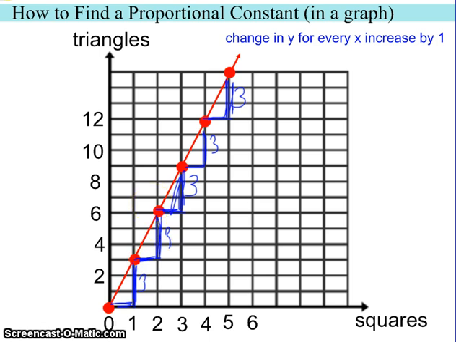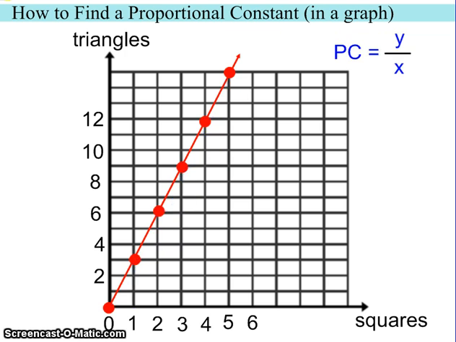And again, I'm not counting that I'm going over 1 line, I'm counting that I'm going over 1 whole unit. 1 vertical line is a 1 whole unit change on the x. So that's another way I could find it. It's my change in y for every x increase by 1, just like on a table.